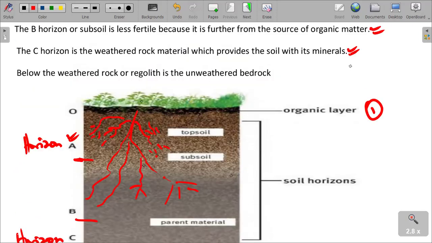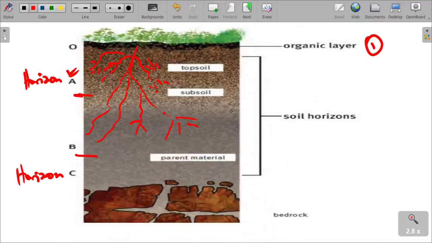As you look at this, below the weathered rock, or regolith, is the unweathered bedrock, which is the parent material that can also be found there. Bedrock is an unweathered rock layer that we can find there.